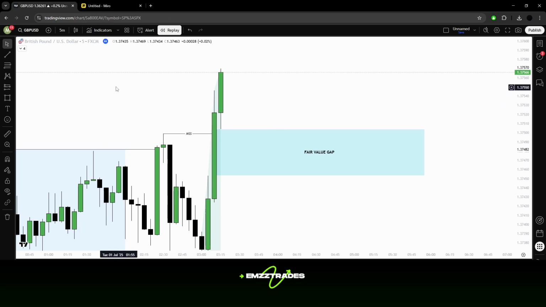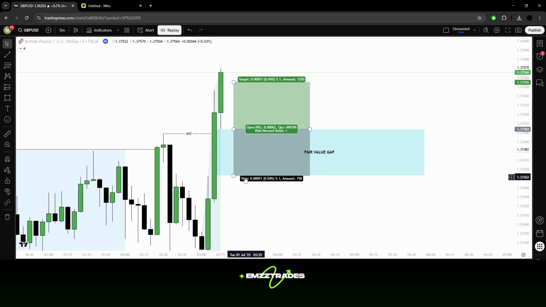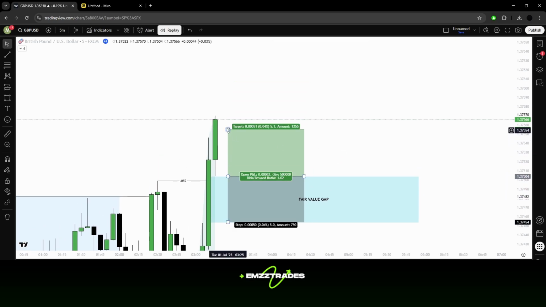So as you can see, fair value gap is tapped in there, and now all we've got to do is long position this because we are trading the continuous trade, right? And we're going to leave our stop loss just at this bottom highlighted area of the fair value gap, and then we're going to take profit to a 1-to-3 risk reward ratio trade, right?